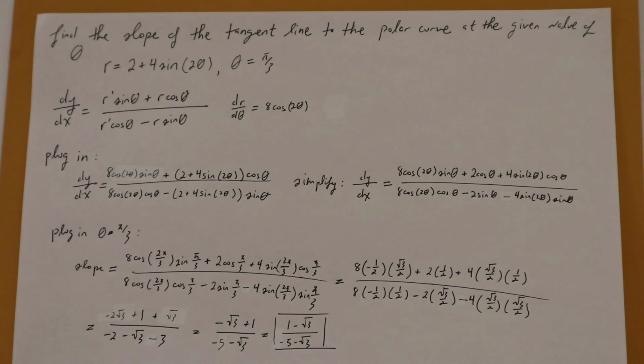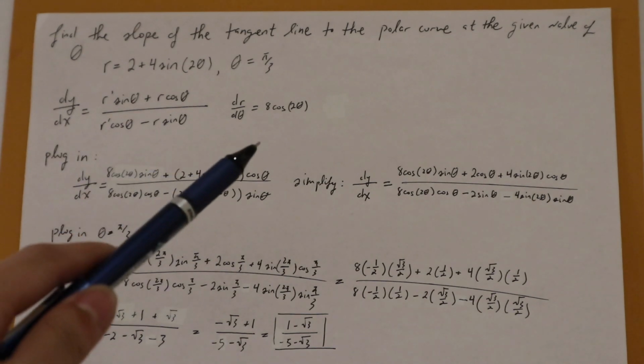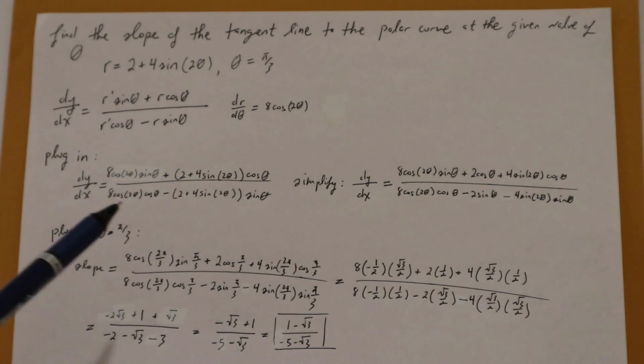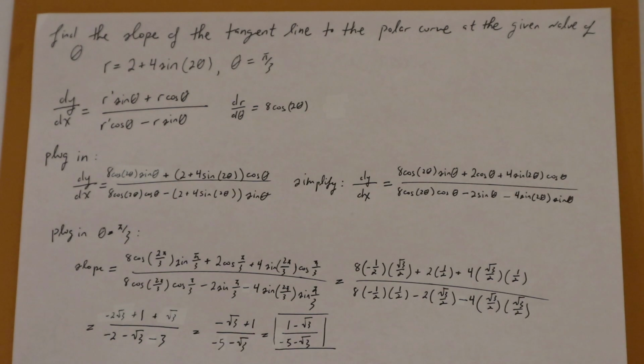So you plug in the r that you are given and the dr over d theta that you found into the equation. And when you simplify, you get 8 cosine of 2 theta sine theta plus 2 cosine theta plus 4 sine 2 theta cosine theta all over 8 cosine 2 theta cosine theta minus 2 sine theta minus 4 sine 2 theta sine theta. And then finally, to find the slope of the tangent line at pi over 3, just plug in pi over 3 into that simplified equation.